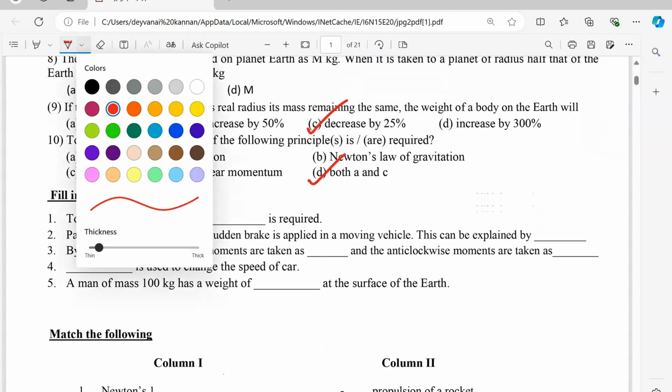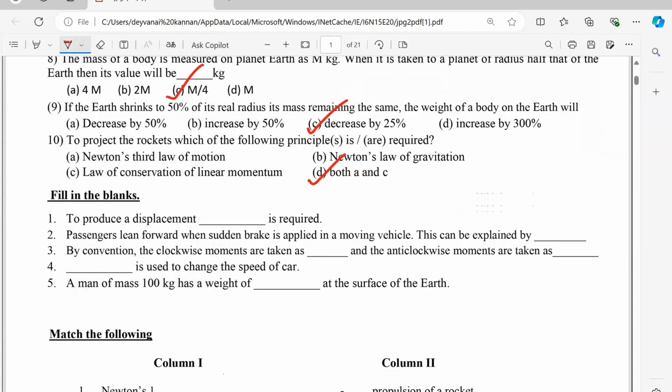So let's see the fill in the blanks. Fill in the blanks. To produce a displacement, dash is required. Force. Passengers lean forward when the sudden brake is applied in the moving vehicle. This can be explained by the inertia of motion. The inertia of motion.